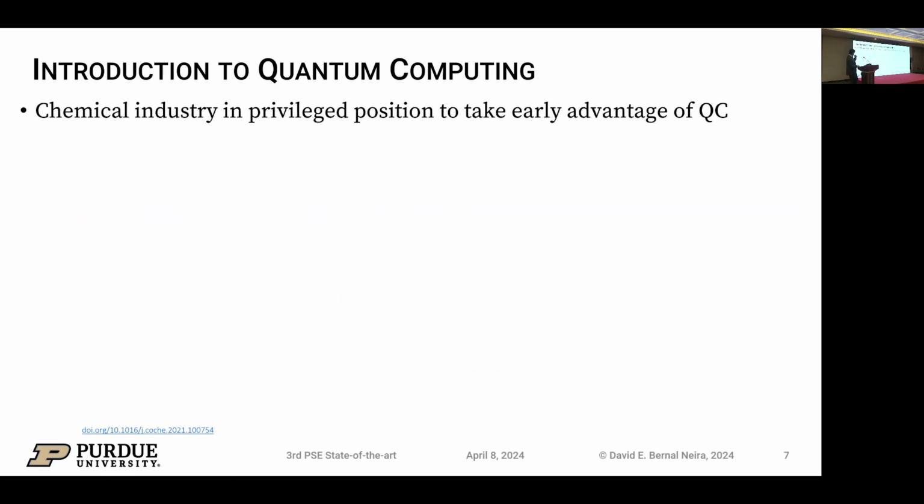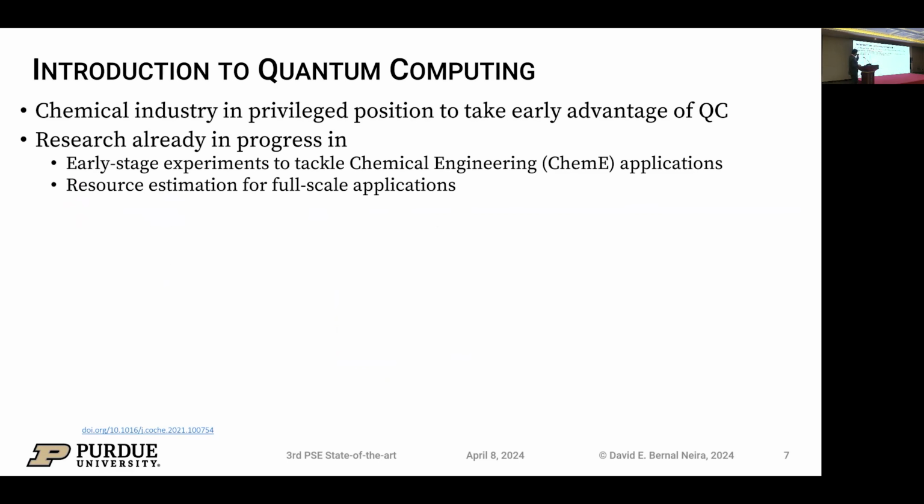I would say the chemical industry is privileged to take early advantage of quantum computing, because we do deal with some systems that naturally behave according to quantum mechanics, chemistry altogether. There is already research ongoing, and not only coming from my group, but there are other groups around the world that are already experimenting with small-scale examples for chemical engineering applications, for control applications. And some other folks work in resource estimation. They start answering questions such as, how big does the quantum computer need to be for it to solve the practical application that I have at hand?